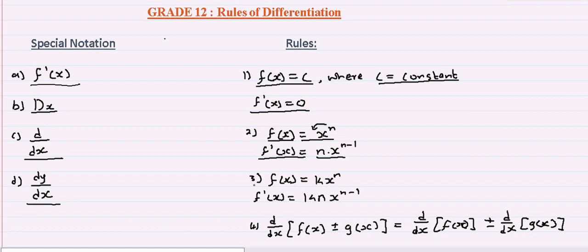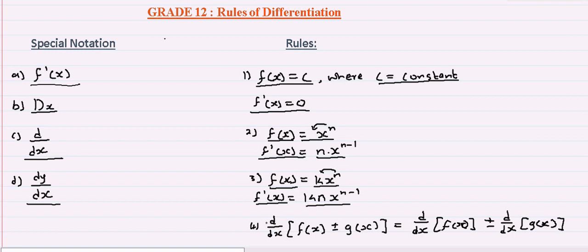Then the third rule states the following. If you are given f of x which equals k multiplied by x exponent n, and k is the coefficient of x exponent n, f prime of x will be given by: you take n, you multiply by k, is kn, x exponent n minus 1. On the exponent you subtract 1. That's rule number 3.